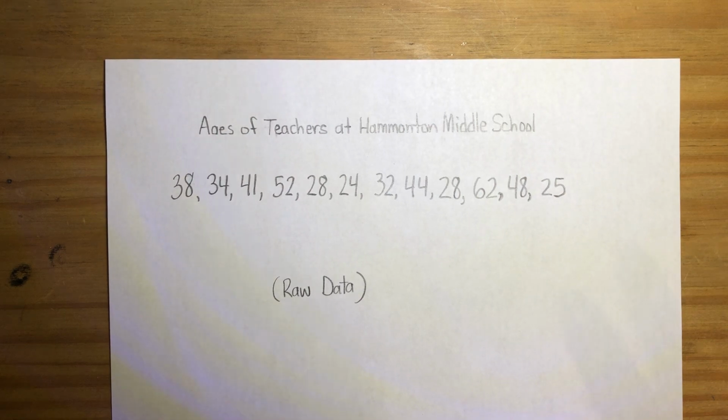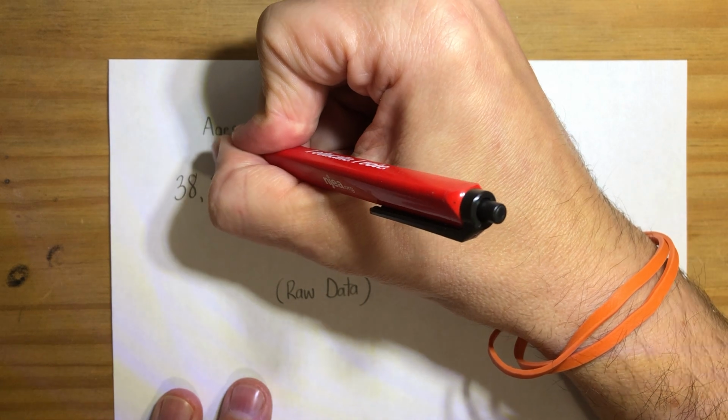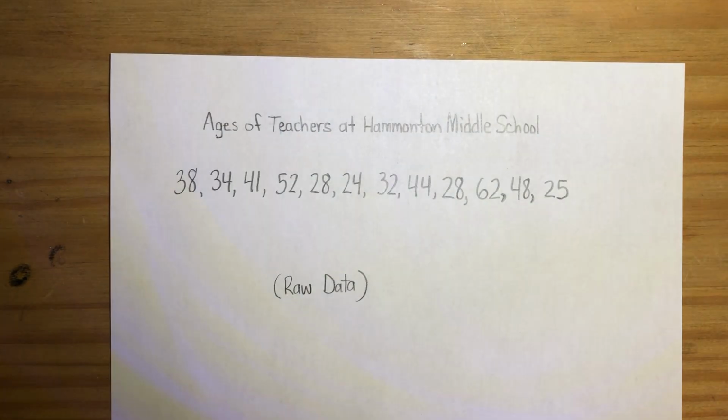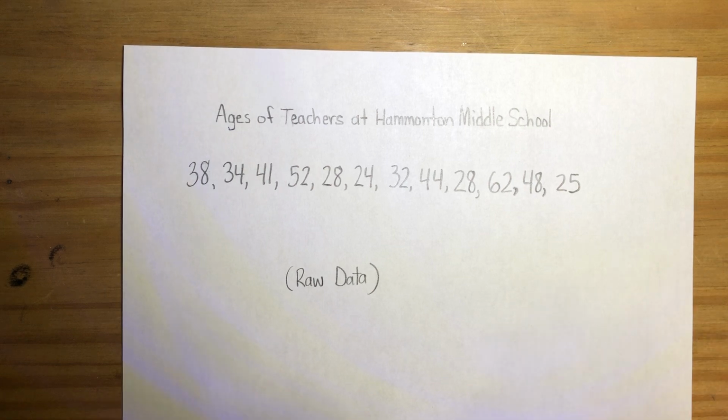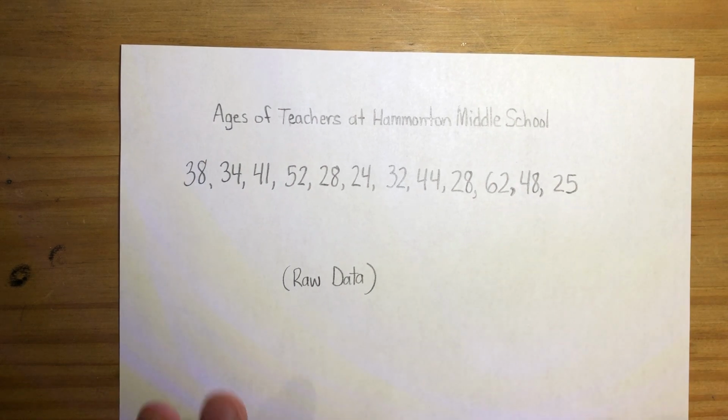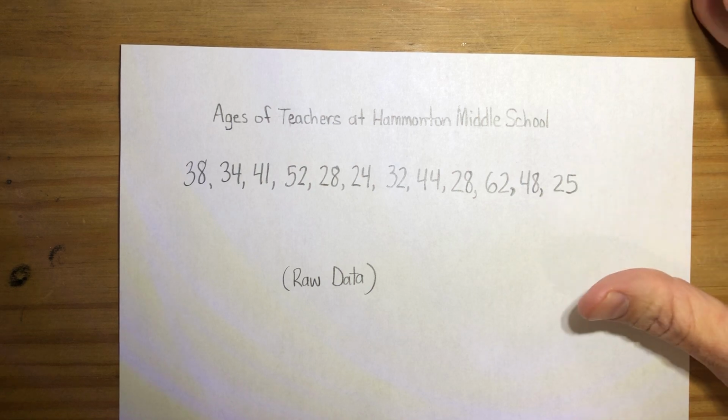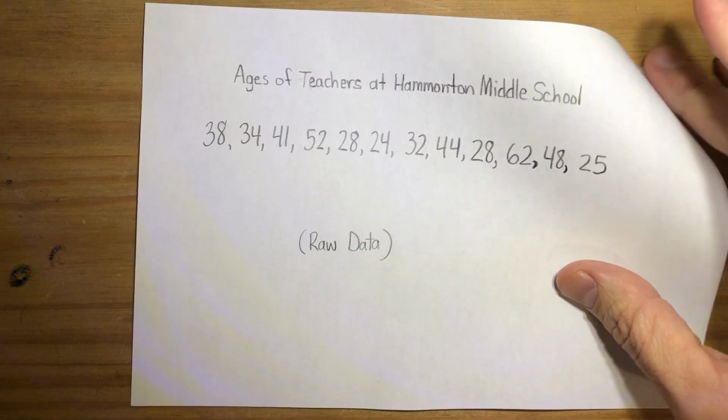Here's some raw data that we had used earlier, some made-up ages of teachers at Hamilton Middle School. Sorry, I missed the bottom of the G there. All right, made-up data of ages of teachers at Hamilton Middle School. And so this raw data, it's not ordered, it's not organized. So we've learned that one way to order data quickly is to make a dot plot.